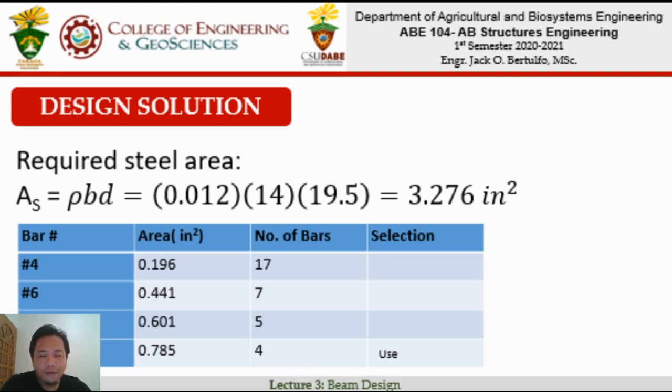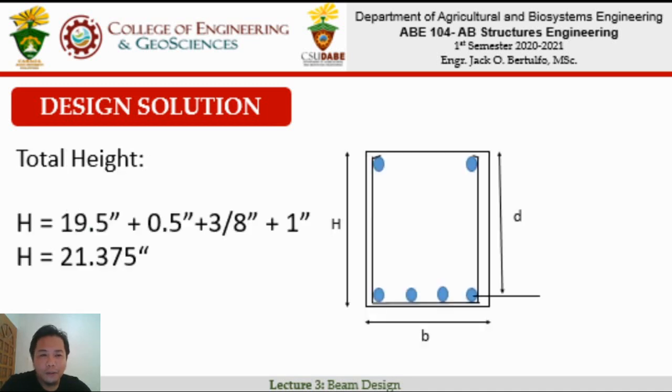After that, we can now calculate the total size of our beam. Because we already have the total number of bars, we know the cross-sectional area. Look at this figure here. We need to calculate the total height of this beam. Remember that d is just the distance from here to the centroid of this bar. B is fixed.